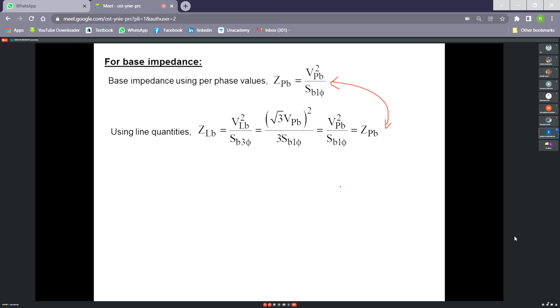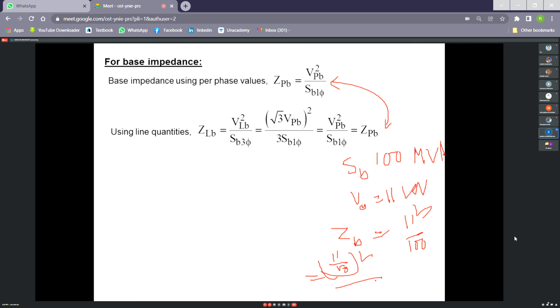Right? So if a base is 100 MVA and say voltage is 11 kV, you can calculate base impedance by 11 square by 100, or you can make 11 by root 3 into whole square by 100 by 3. Both the things will be same, is not it? Understood?